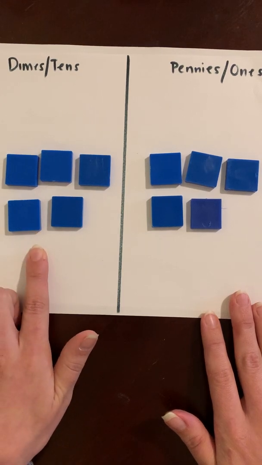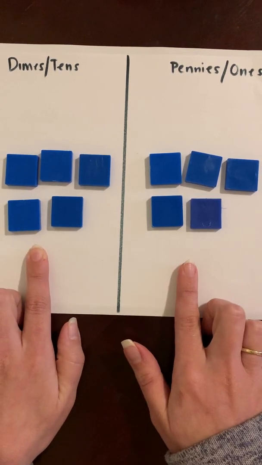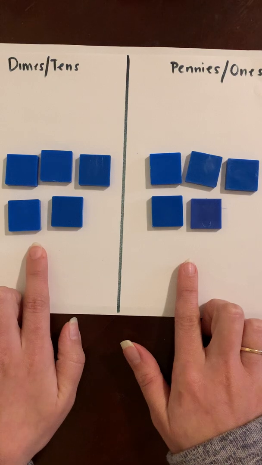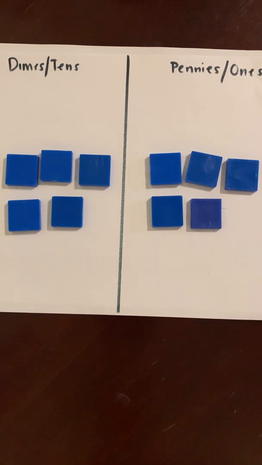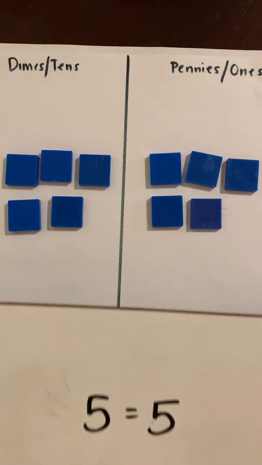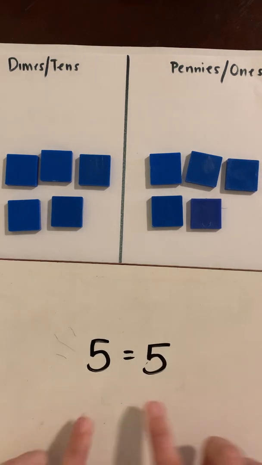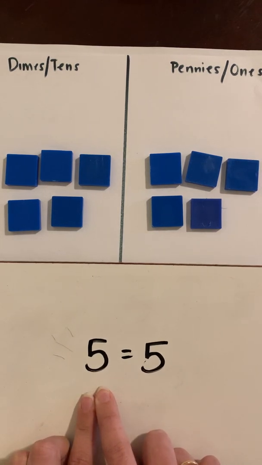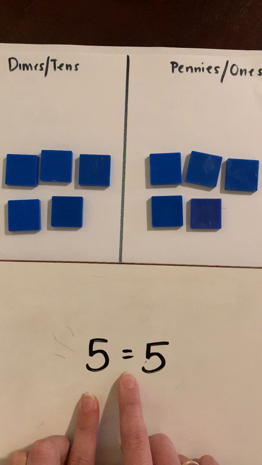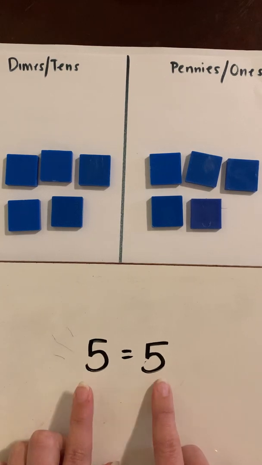We have 5 on the left and 5 on the right. They're exactly the same. 5 is the same as 5. Mathematicians can write this number sentence. 5 is equal to 5. They are the same on both sides of the problem.